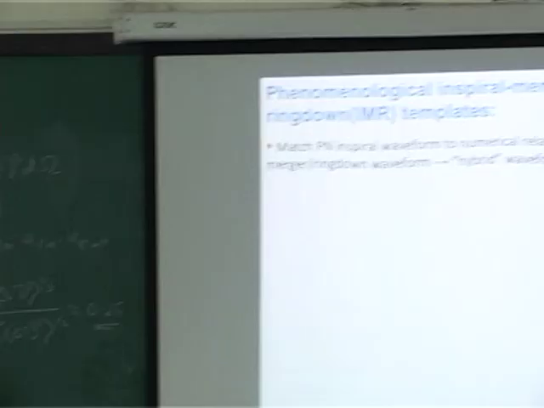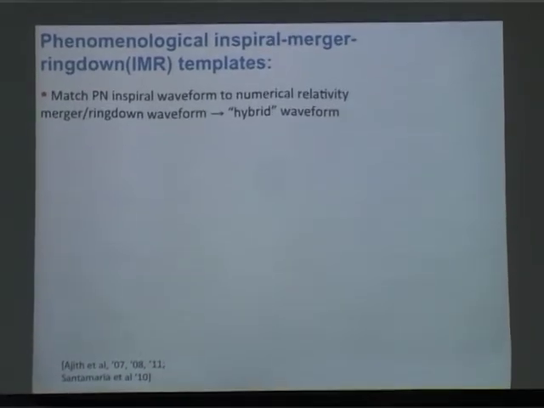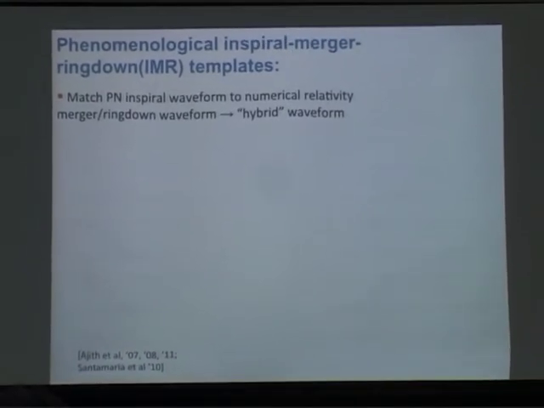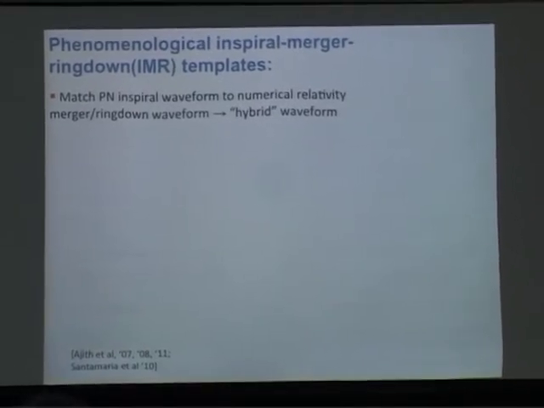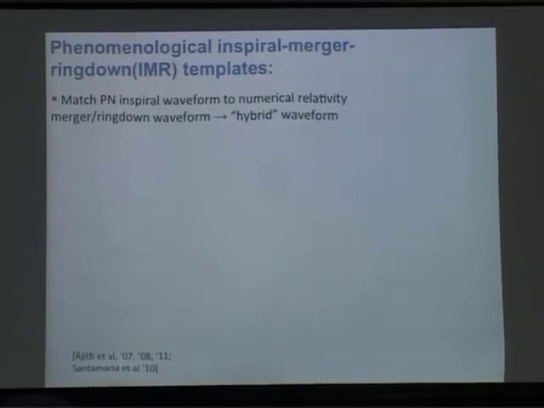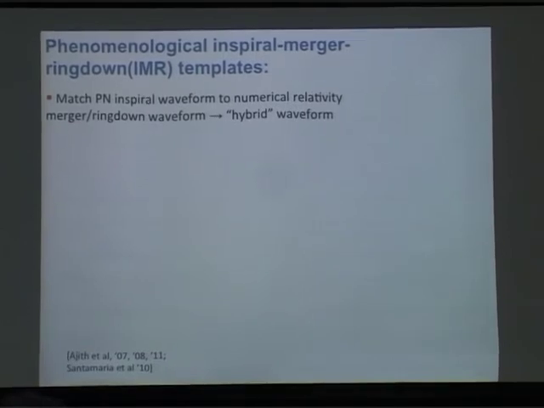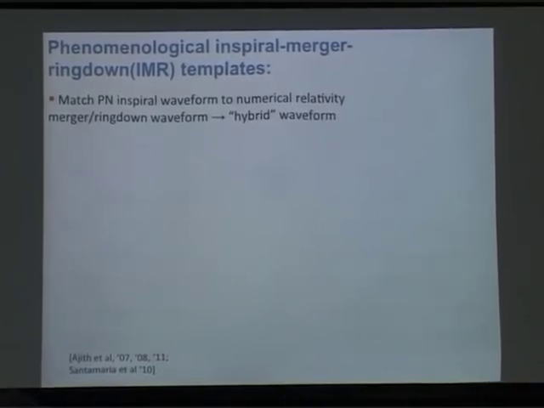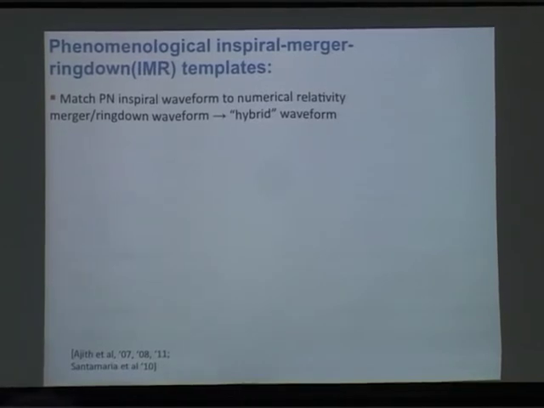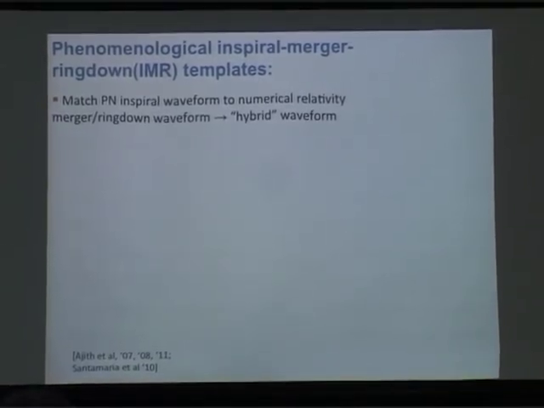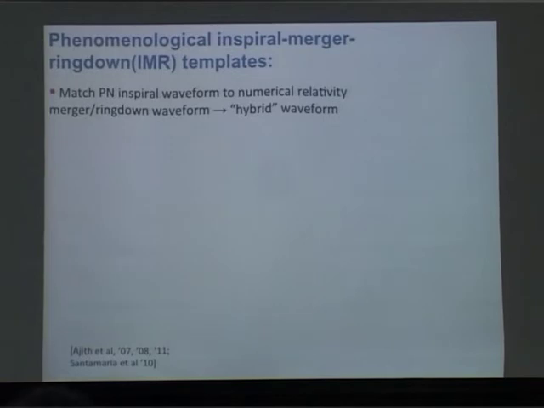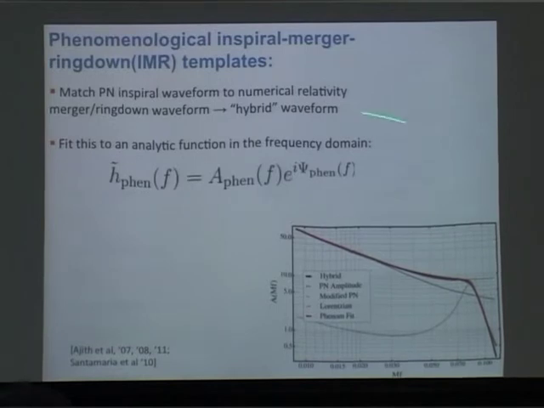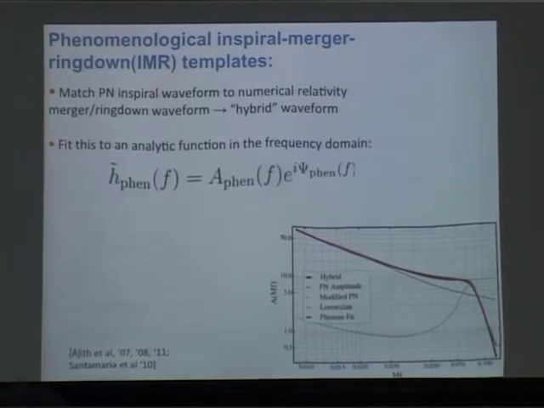Okay, and so lastly, there's this other approach which Ajit is really the expert in, which is called the IMR, or phenomenological inspiral-merger-ringdown approach. Essentially what you're doing here is trying to come up with a simple analytic waveform in the frequency domain, which you can use to search through the LIGO data in a very computationally efficient way. So you start out by taking some numerical simulation and a post-Newtonian waveform and constructing a hybrid waveform, which is essentially a matching between these two waveforms that can extend through both the post-Newtonian and the numerical relativity regime.